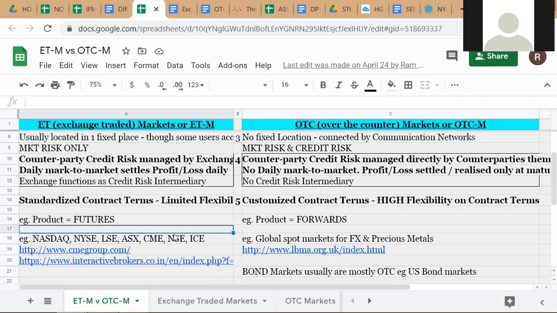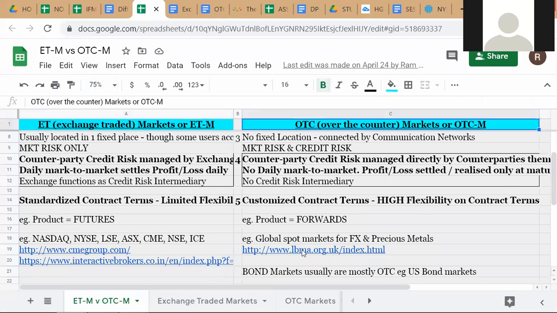You can see this in OTC markets, in the example I just gave you. Counterparty credit risk is managed directly by the counterparties themselves. We'll come to all this later on. No daily mark to market. It is directly managed by the counterparties themselves.